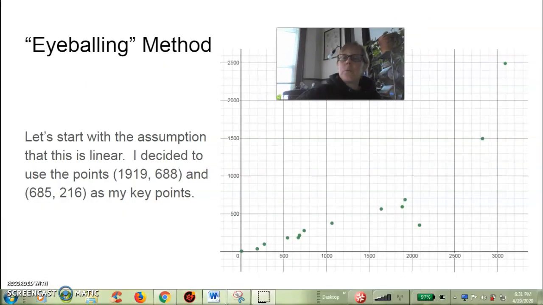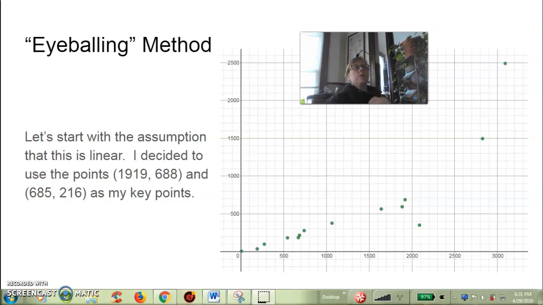All right, so we're going to start this the same that we did before the vacation. And I think some of you maybe have missed some assignments, and some of you may have forgotten, but that's fine. I'm going to review it real quick here. So the first method that we used, I call the eyeballing method. It's like you try to figure out, all right, where would be the line of best fit? So I actually chose 2 points, 1,919, 688, and 685, 216 as my key points.